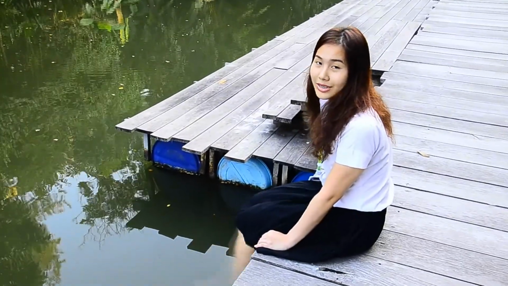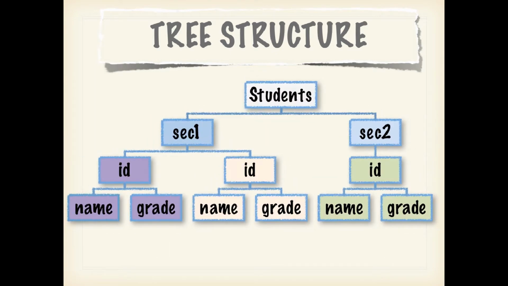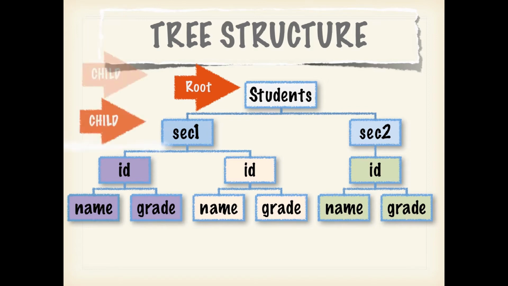Next, XML structure. An XML document forms a tree structure that starts at a root and branches to the leaves. The root element in the example is student, and the sec1 and sec2 in the document are contained within student. The sec1 has a child ID, and ID has name and class elements.